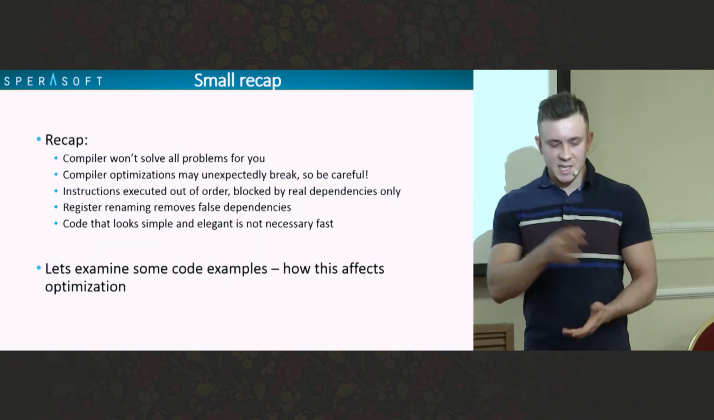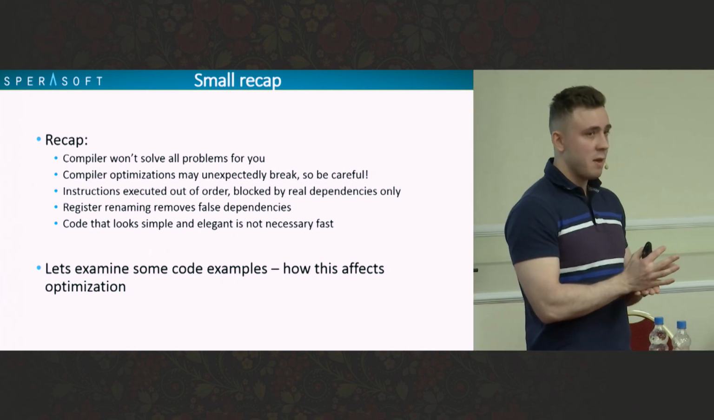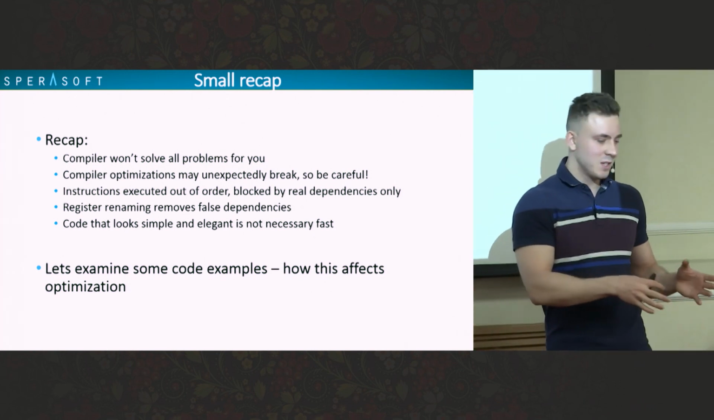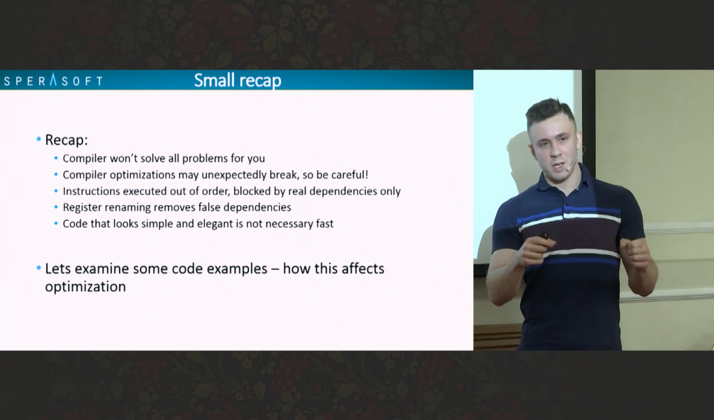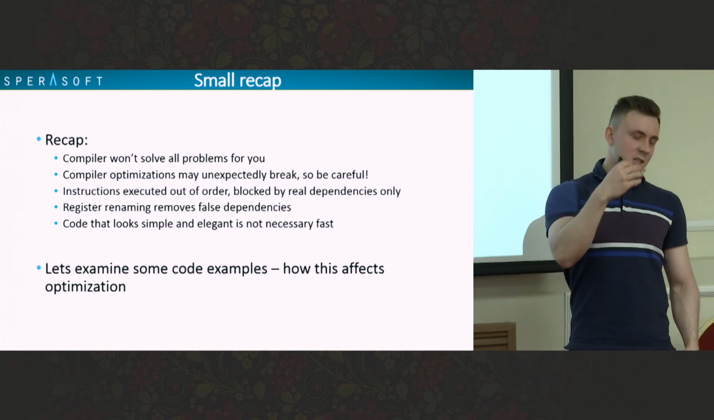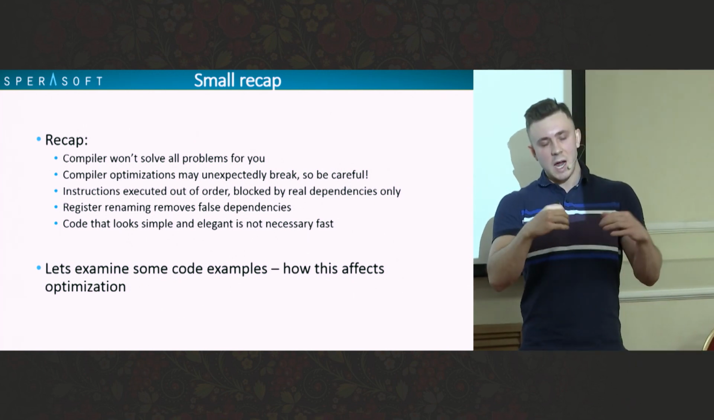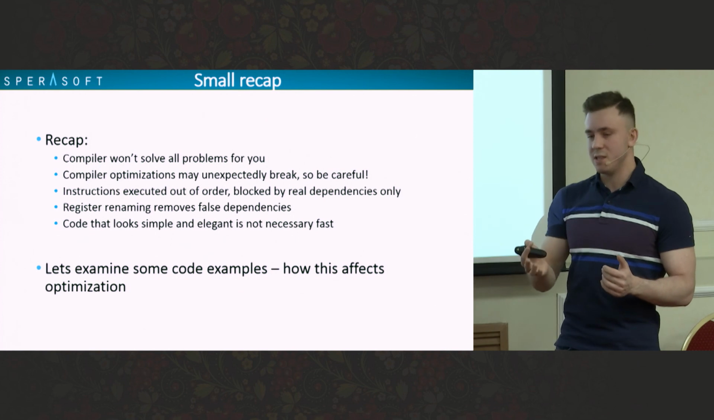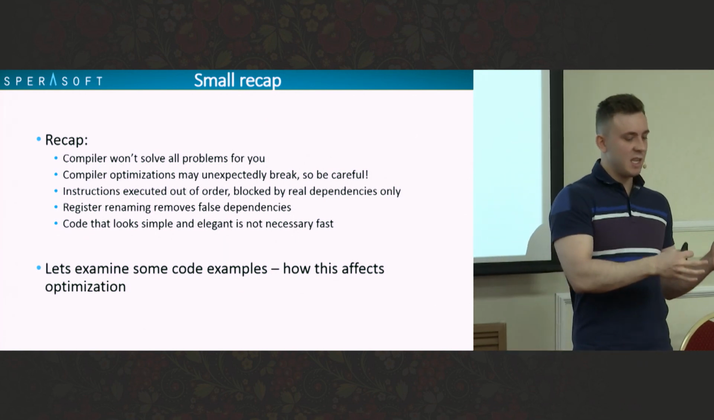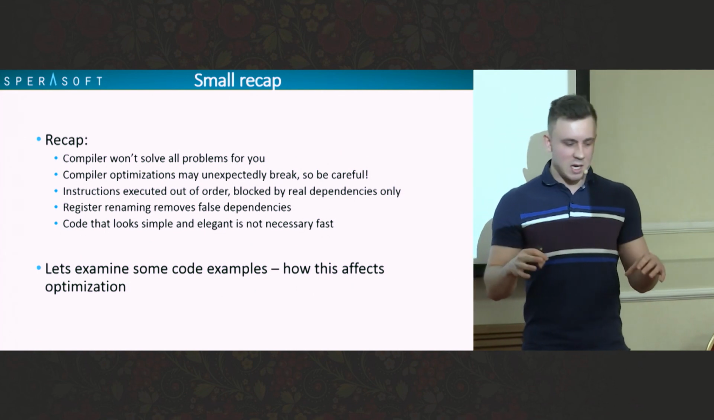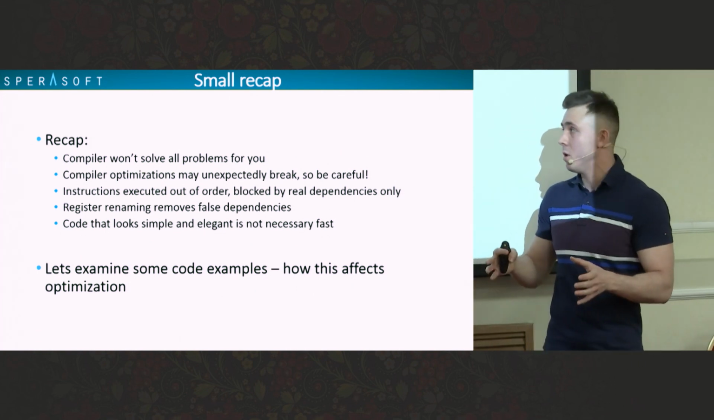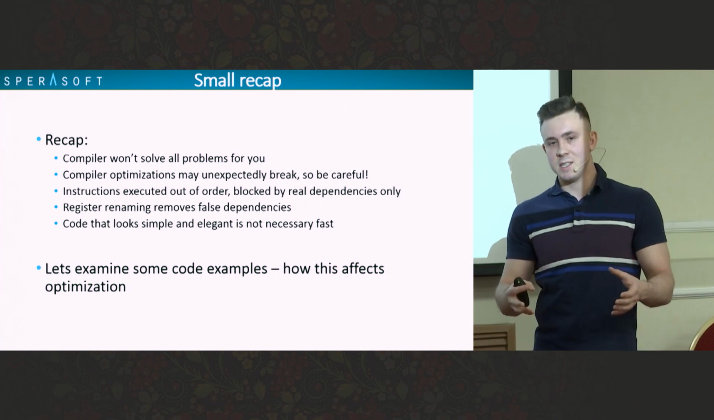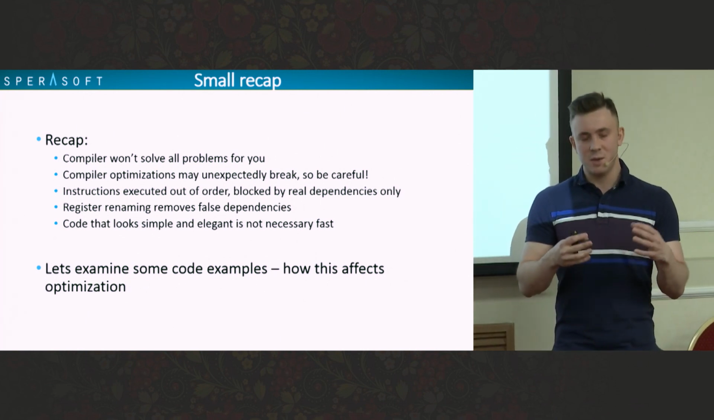And just a small recap of my section: it's important to remember that compilers will not solve all the problems for you, and the optimizations they do can magically break, so you should be very careful. Also, what's important to bear in mind is that even a single-threaded program is being executed kind of in parallel. Instructions are executed out of order, and they're being blocked by real dependencies. And you have false dependencies, basically dependencies on the names of registers in assembly code. Usually, register renaming will eliminate these for you. And if the code looks really simple and elegant, it doesn't mean that it'll execute fast. You should always bear in mind how your underlying CPU works.